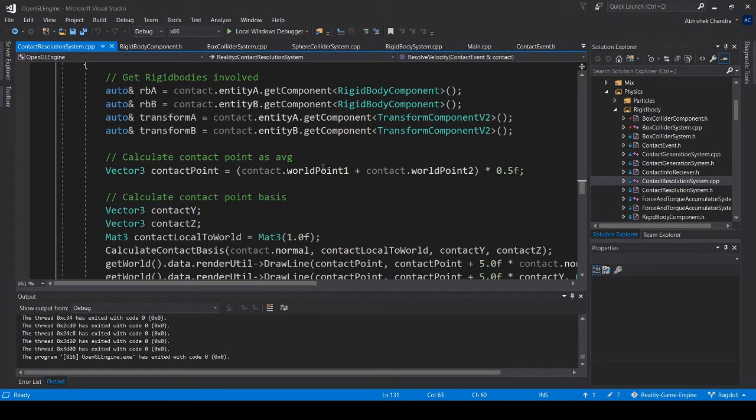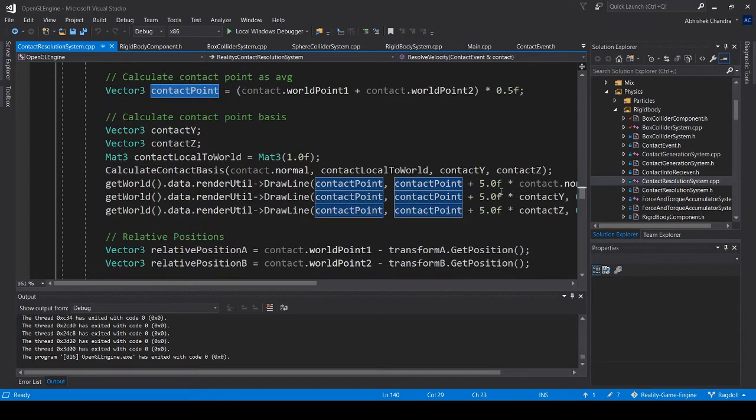Okay, like I said, since there are 2 points involved in the contact, I thought it might be, at least as a starting point, to just have a contact point which is the average of the 2 points, but later on you'll see I'm actually not using that, so this is not even important.